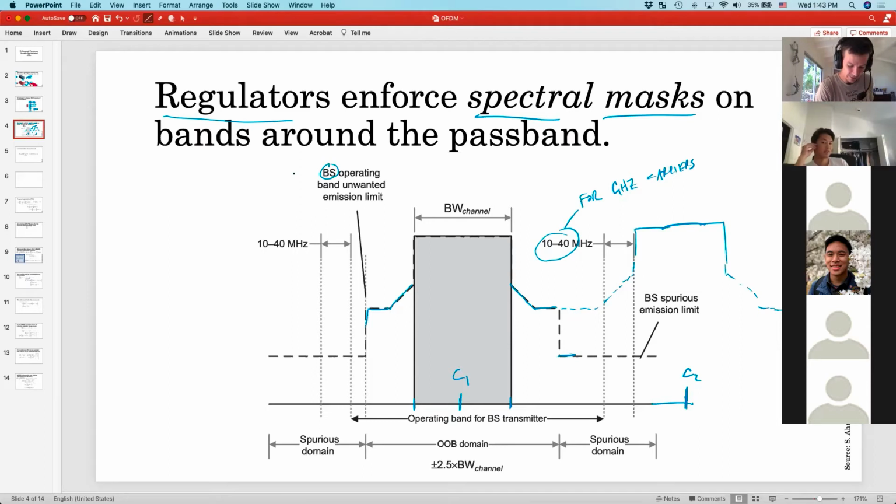And then also this stands for base station. And finally, OOB is out of band. All right. Questions on this?